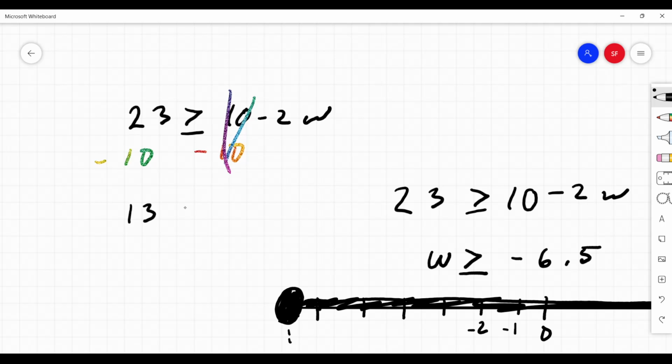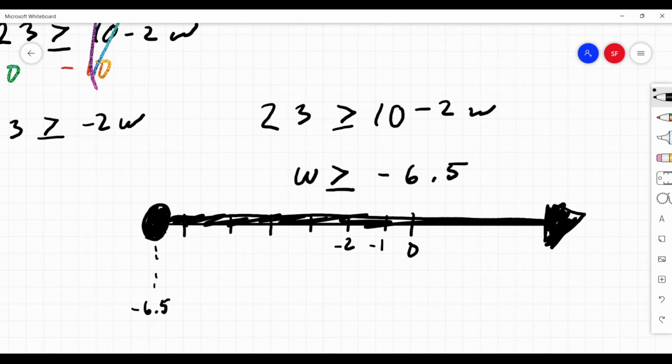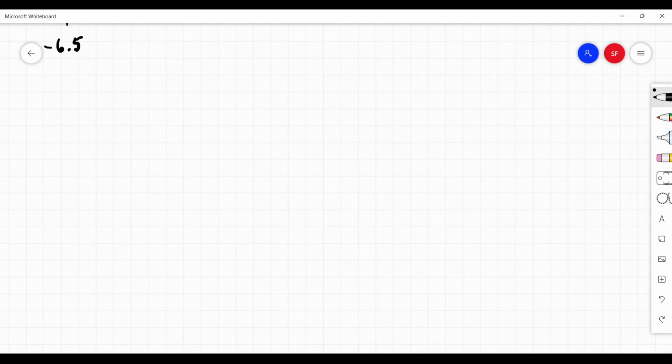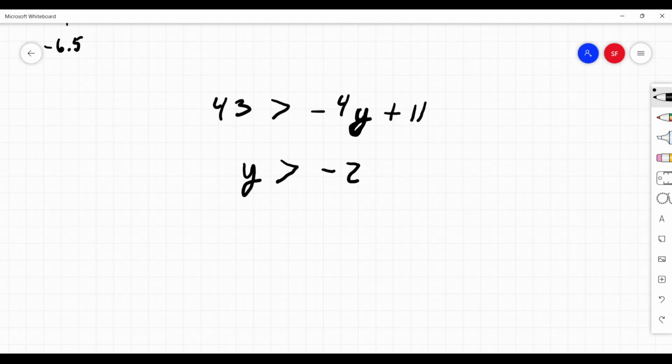I know what I did. Good. I added. Any other questions on this problem? No? Okay, the second one was 43 is greater than -4y plus 11. And if you did it correctly, you should have ended up with y is greater than -8.